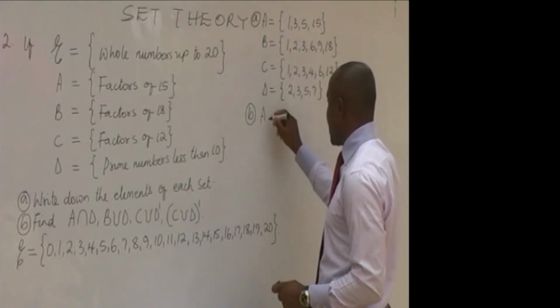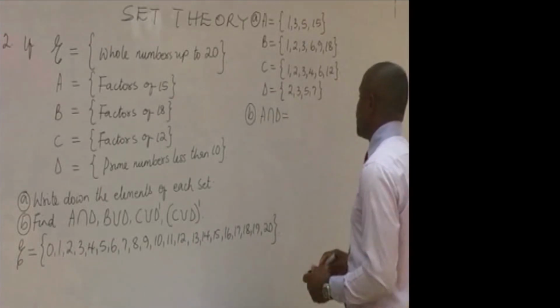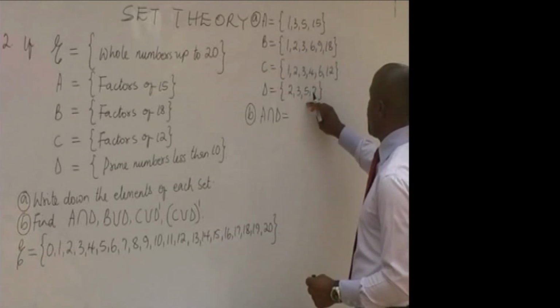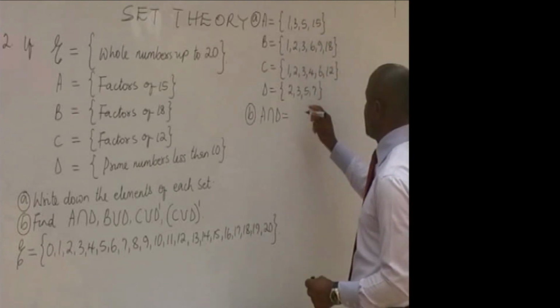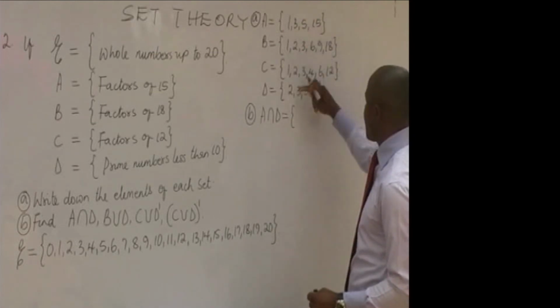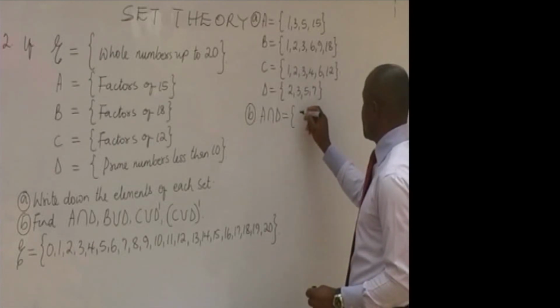So our A intersection D is going to be, just go to A and look at D. All the members that you can find in A and can also find in D. 3 and 5. There is 3 here, there is 3 here, there is 5 here, there is 5 here. So the members of A intersection D are 3 and 5.